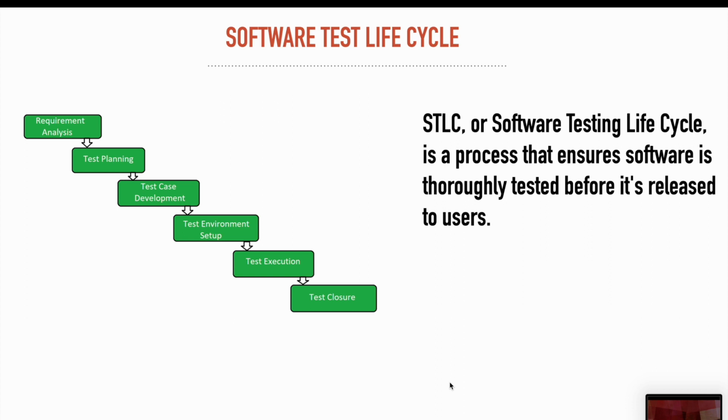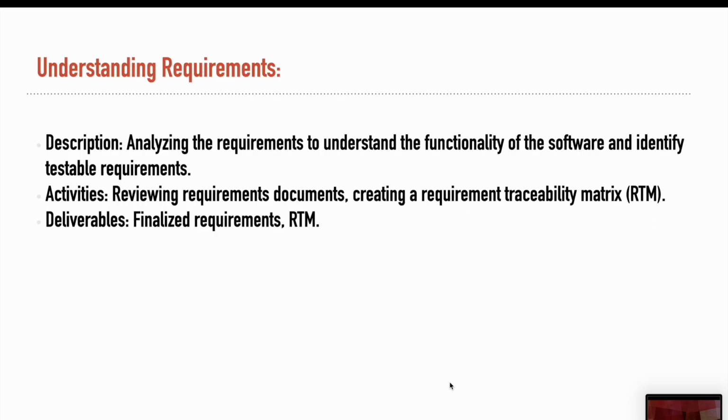First, we will learn about requirement analysis. So this is the phase. In this, the testing team analyzes the requirements to understand the functionality of the software. The team identifies testable requirements, clarifies any ambiguities, and creates a requirement traceability matrix, that is to trace a requirement to the test cases. So this is the first step that any tester should follow. This is a very important step to go ahead with the testing process.